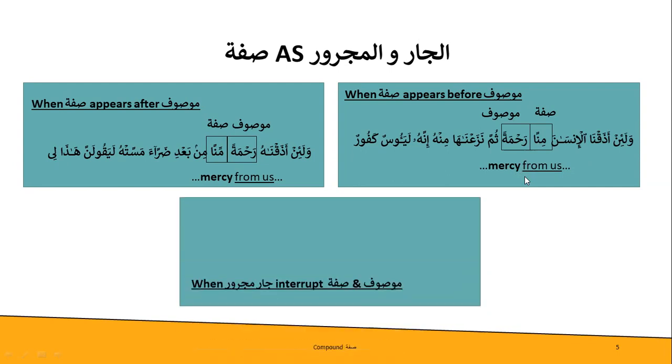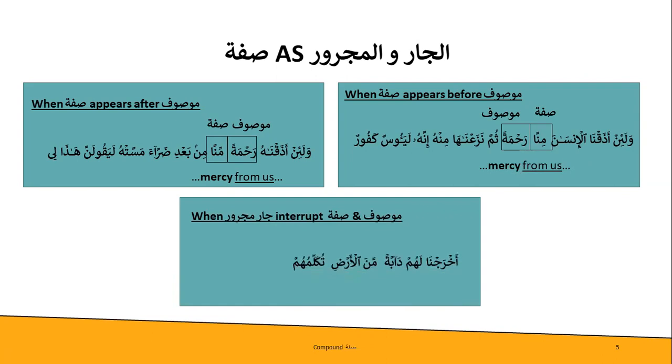Now, in the third case, when jar majroor interrupts a mawsuf and sifa, this is another example from Quran: dabbatan, creature. What is describing the creature? This is a mawsuf, and this is tukallimuhum, describing those creatures. And what is interrupting them? Minal ardi, which is a jar majroor, is interrupting them. These should have been next to each other, but minal ardi is interrupting them.